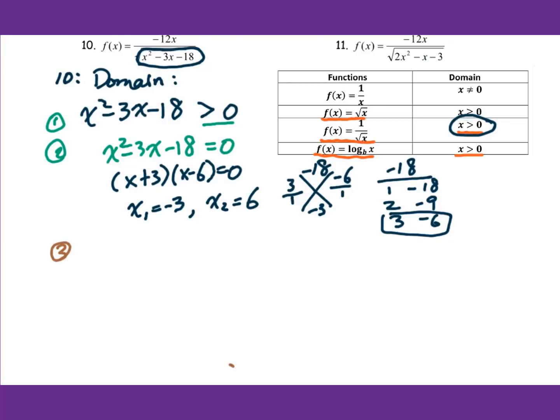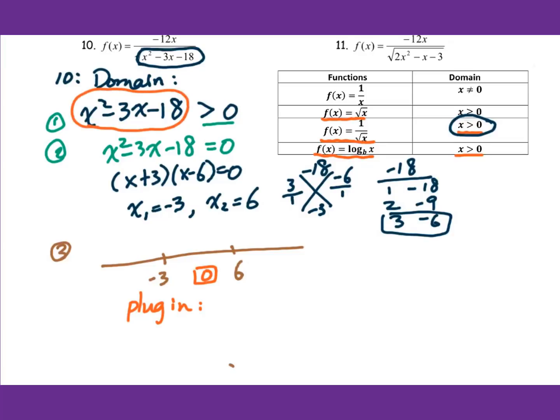Third step, you need to draw a number line. We got negative 3 and 6. Choose an easy number. Let me choose 0. This 0, you need to plug into the expression that is greater than 0. Therefore, we got 0 squared minus 3 times 0 minus 18. That's less than 0. So we got negative.